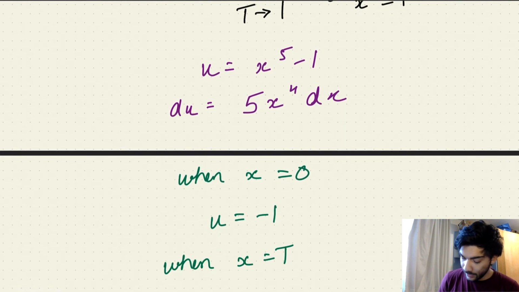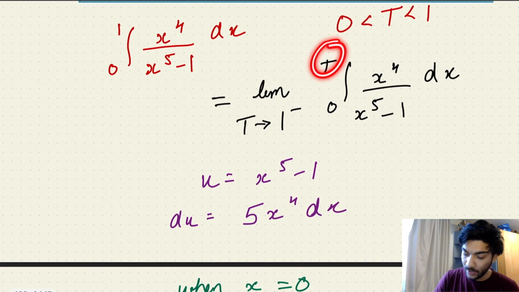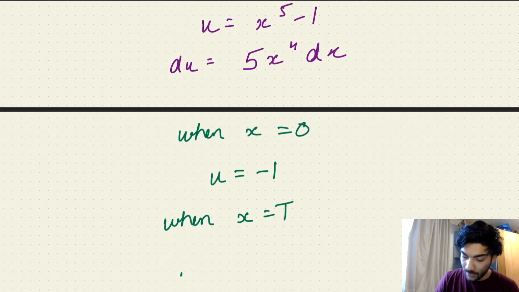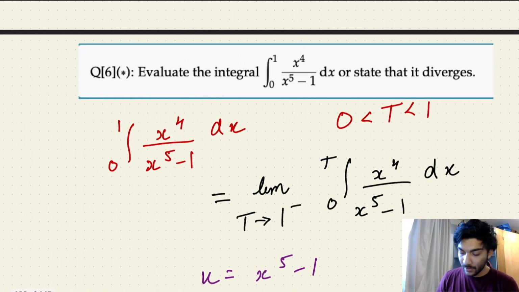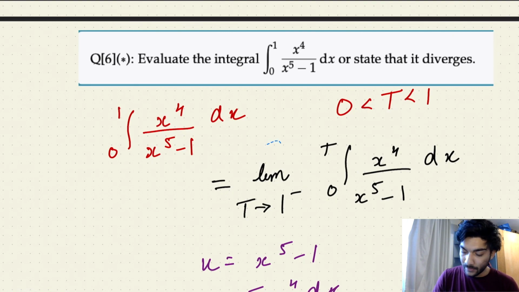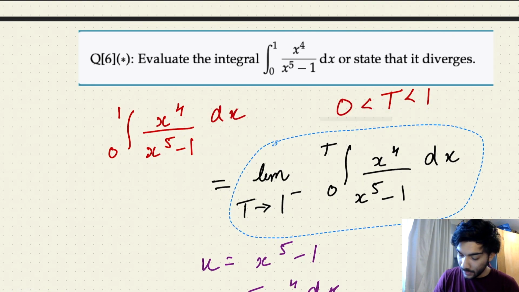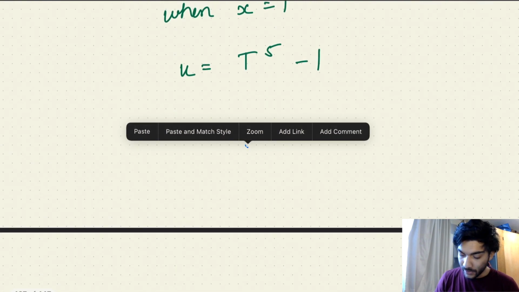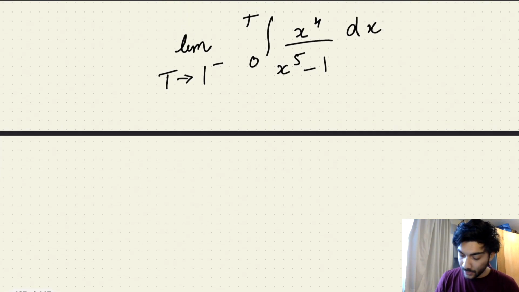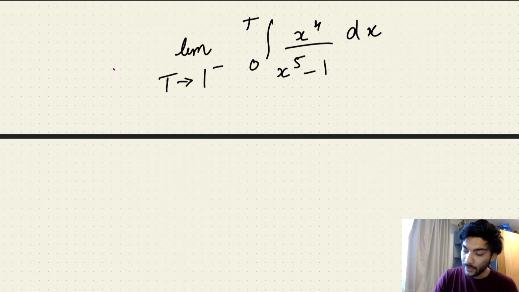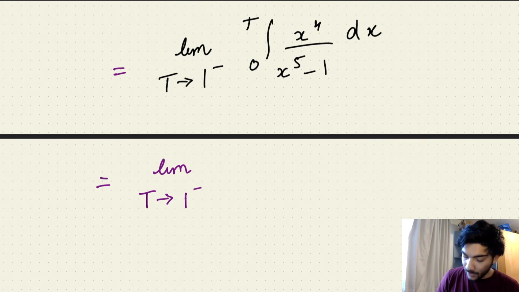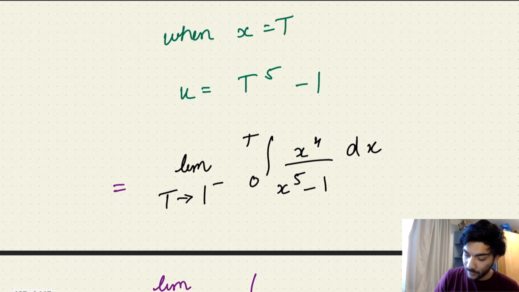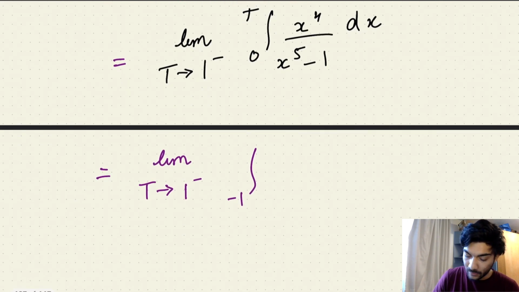And when our x is equal to capital T, which is our upper endpoint over here, our u is equal to capital T to the power 5 minus 1, right? So now after doing all these conversions, we can change this definite integral into a simpler form using substitution, right? So it will simply become limit capital T approaches 1 minus, this will be changed to minus 1 to T to the power 5 minus 1.